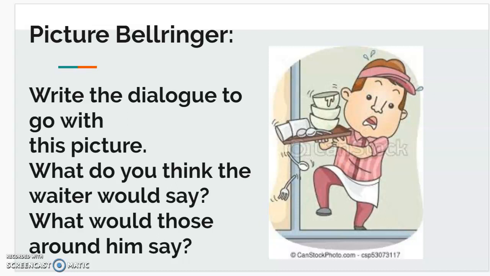Hello class, this is the lesson for Tuesday, March 24th. If you look here on the screen, this is your bell ringer or activating activity. If we were in the class, we would share these out, but what I want you to do is take a minute and look at this cartoon character.